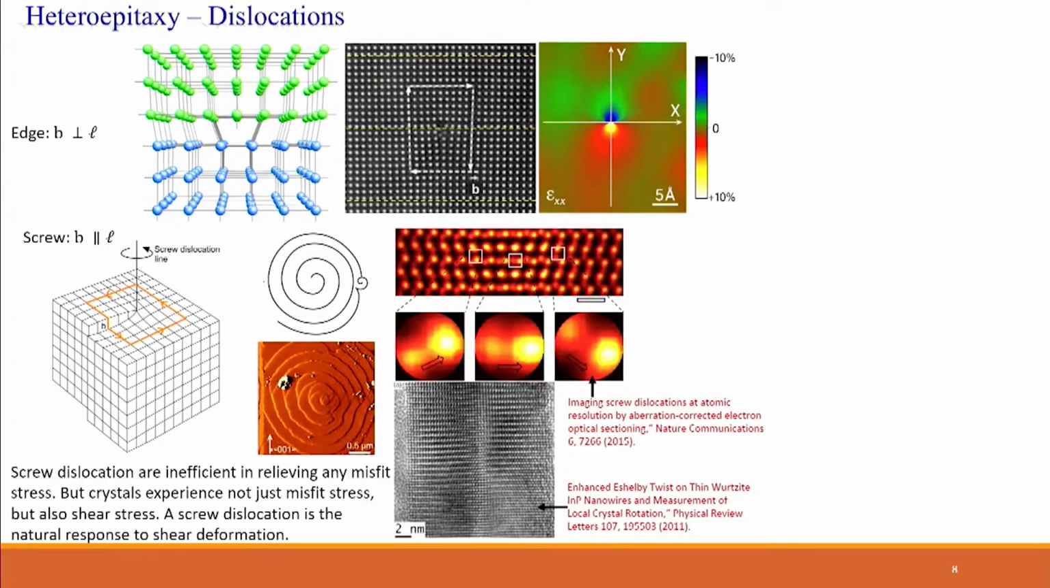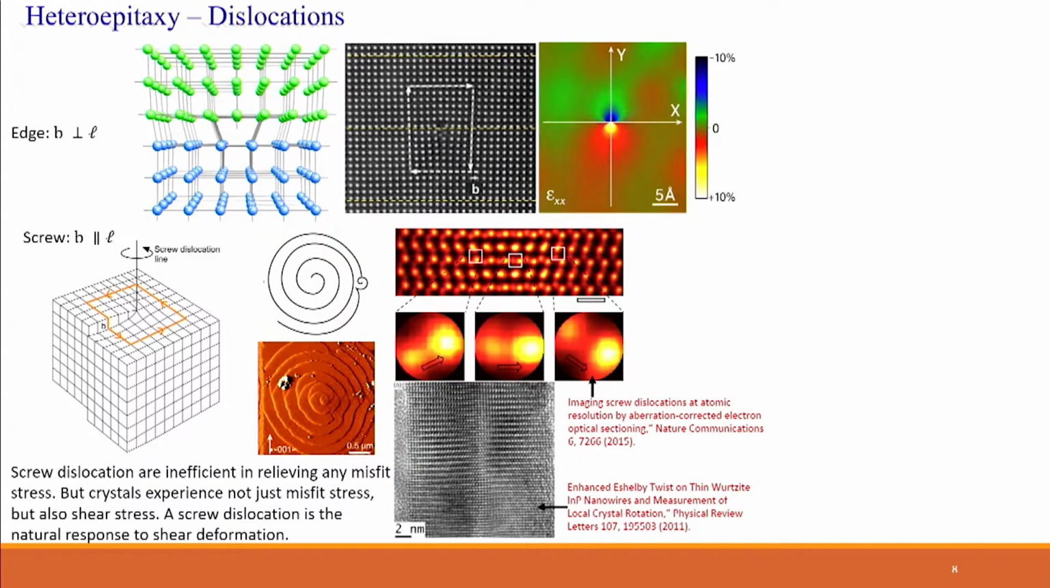Now, a lattice can be subjected to even shearing stress, and a natural response to that is screw dislocations, something like this, where the Burgers vector is parallel to the dislocation line. It adds an extra half step on the surface. So if you see it from the top view, in TEM or AFM, you will see these spiral-like structures, which is easy to tell that that's a screw dislocation.